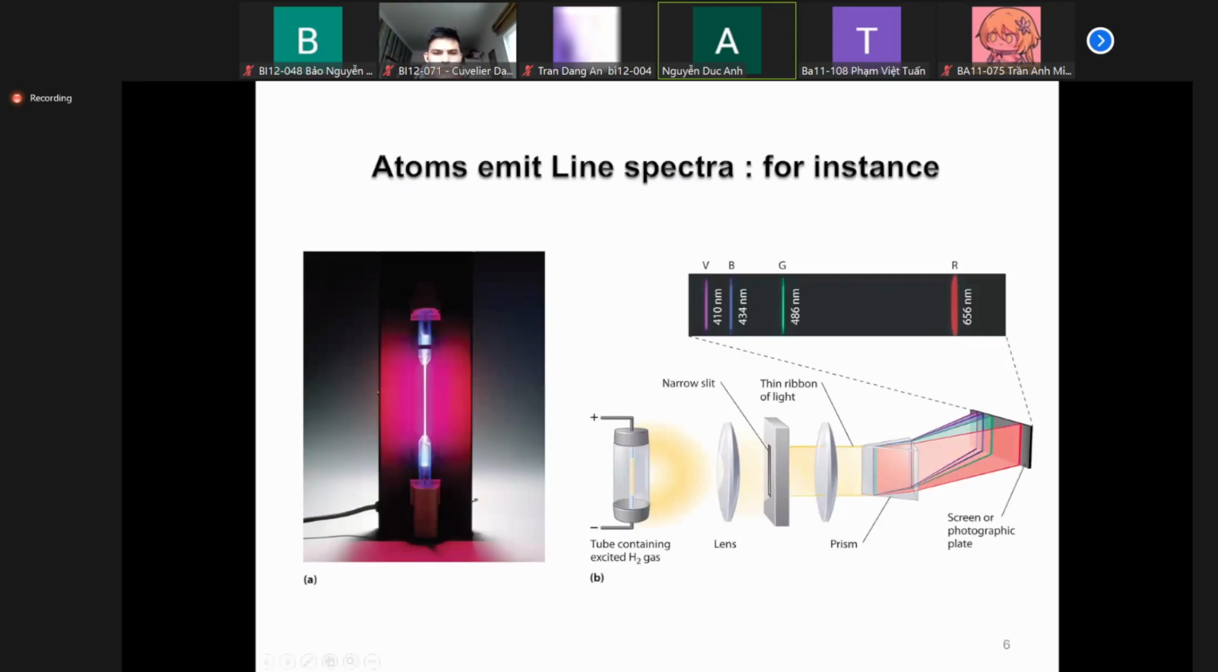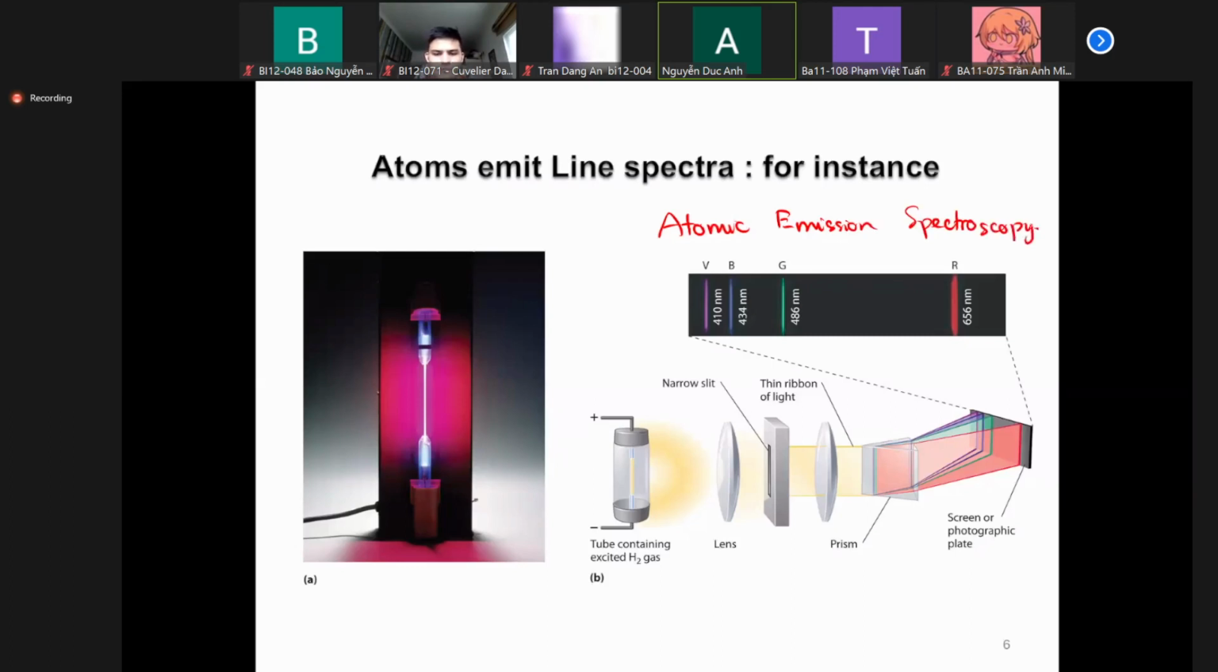So this one is the experiment. From that we can define the line spectra of elements, and we also call this one atomic emission spectroscopy.